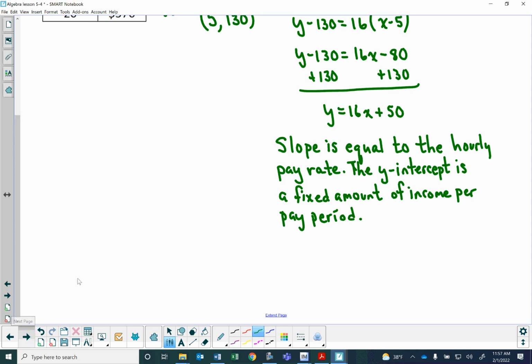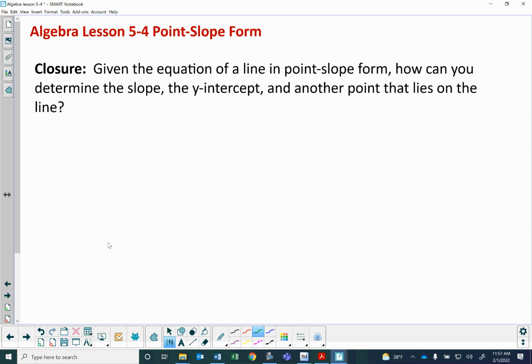All right, today's closure question. Given the equation of a line in point-slope form, how can you determine the slope, the y-intercept, and another point that lies on the line? I want all three, please. All right, so how can you determine the slope, the y-intercept, and another point that lies on the line if you're given something in point-slope form? Think about that, and please write a complete answer.